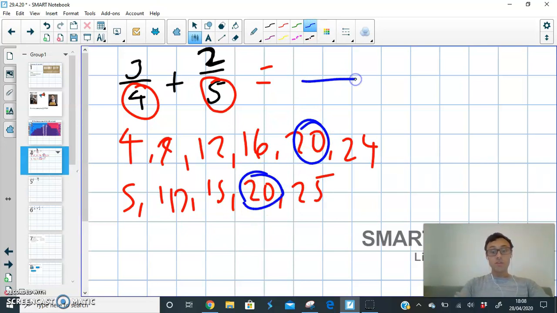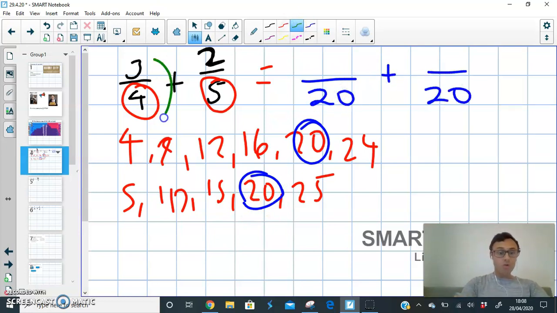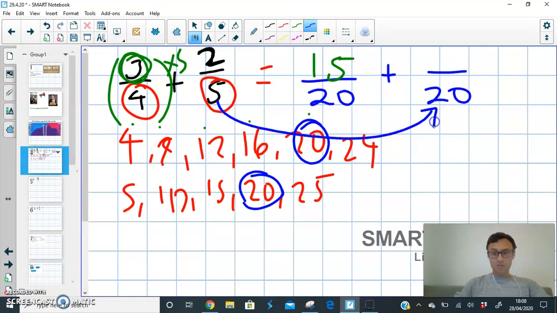Okay, so I need to rewrite these fractions with a denominator now of 20. Well, how do I get from 4 to 20? I times by 5. So I must also times the top number, the numerator, by 5 as well. So 3 times 5 is 15. Now, I have to convert this 5 to 20 as well. How do I get from 5 to 20? I've timesed it by 4. So I must also remember to times my numerator by 4 as well. So 2 times 4 is 8.